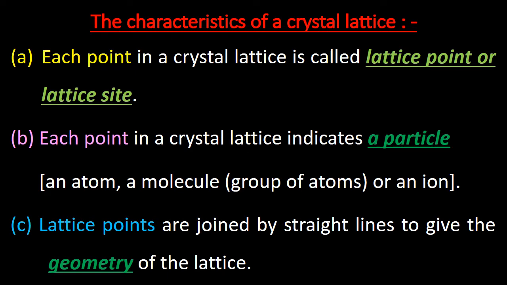Let us know the characteristics of a crystal lattice. Each point in a crystal lattice is called a lattice point or lattice site. Each point in a crystal lattice indicates a particle, which may be an atom or molecule, that is a group of atoms, or an ion. When you join lattice points by straight lines, it gives the geometry of the crystal.